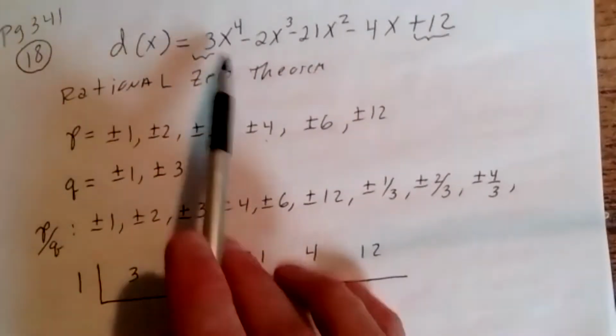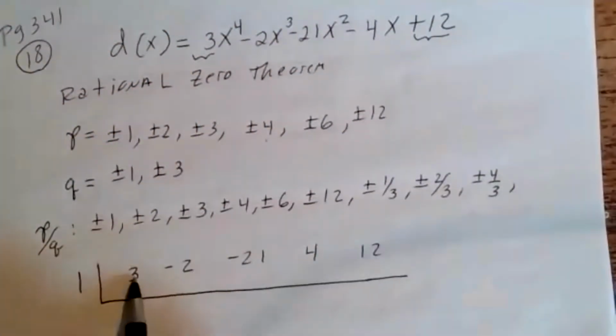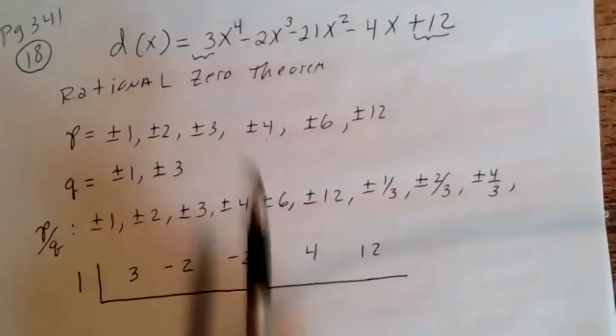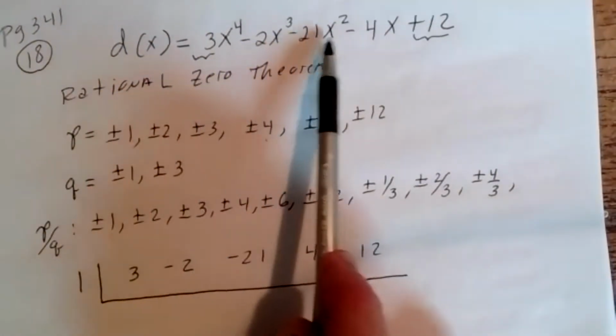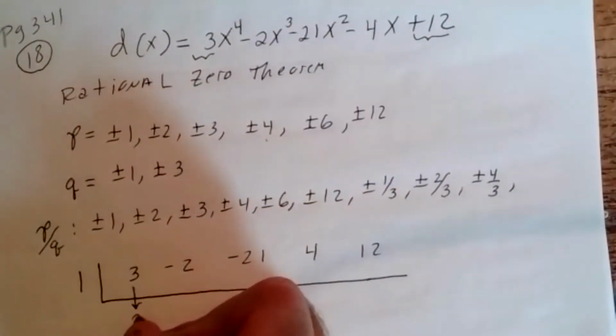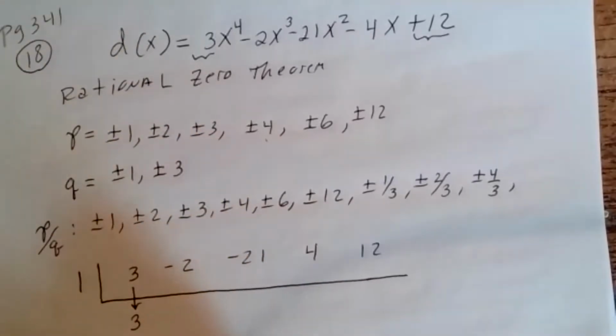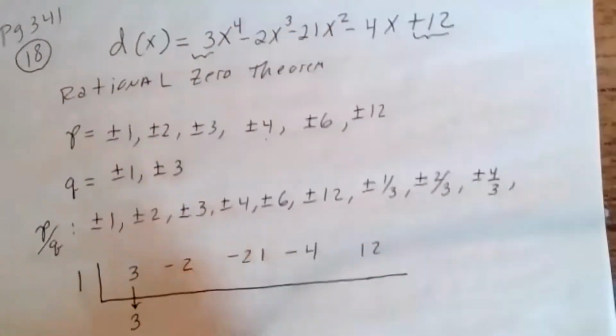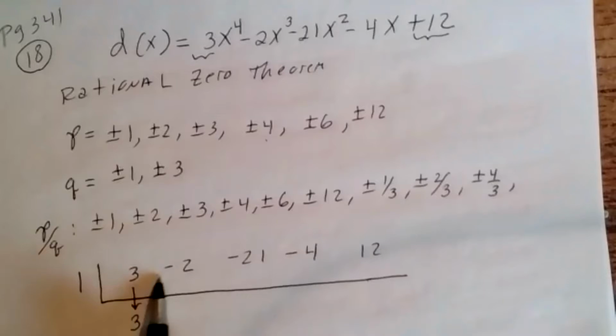All right, notice I put the coefficients of my polynomial in my synthetic division bar. I'm not missing any powers of x, so we do not need any placeholders in here. And here we go. Should it be -4? Probably. Yep, -4. All right, I better check things over one last time before we dive in.